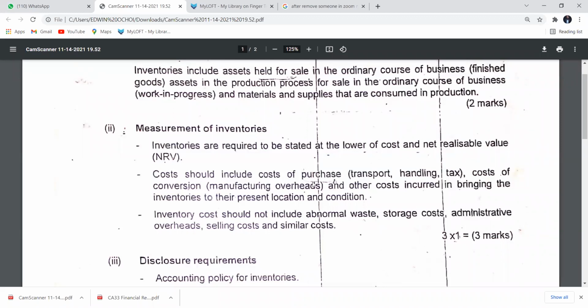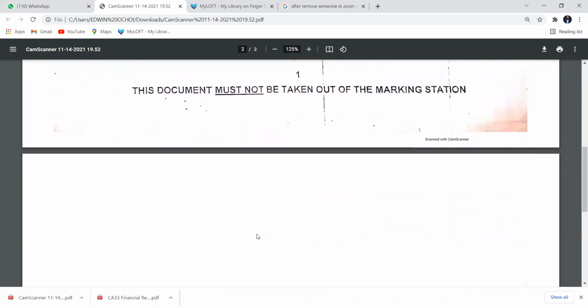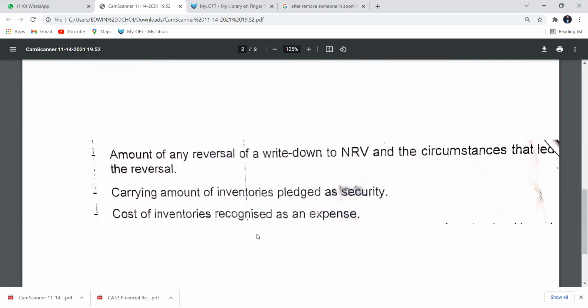Cost should include the purchase cost, cost of conversion, and other costs incurred in bringing the inventory to the present location and condition. So inventory costs should not include abnormal waste, storage costs, administrative overhead, selling costs, and similar costs. For the others, I've said that you can read more in that document.